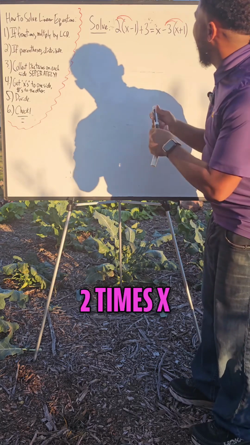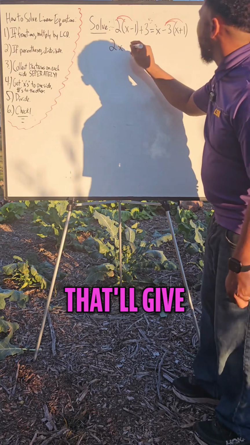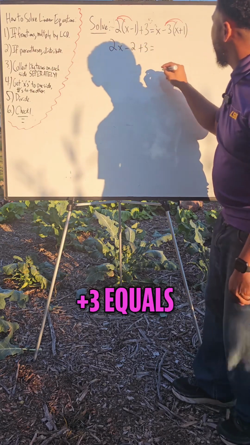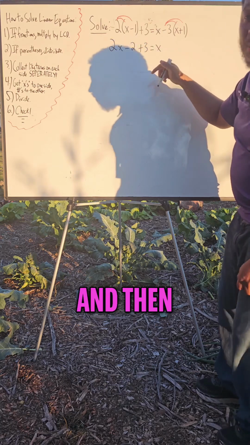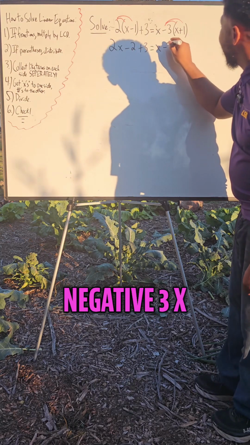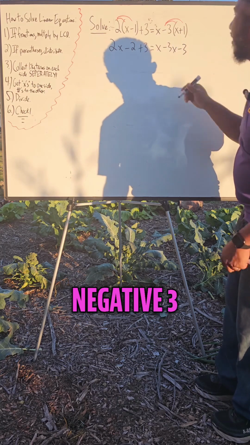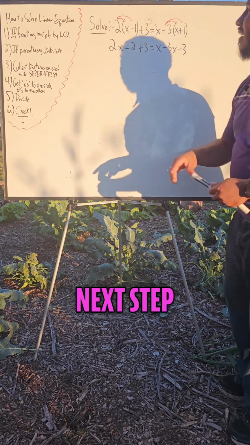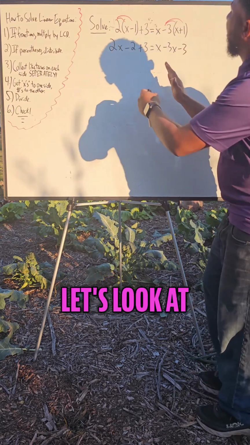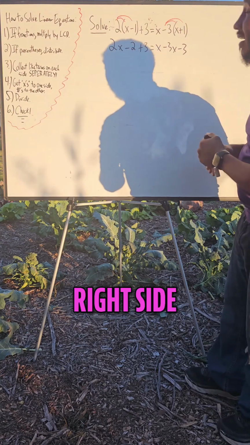Okay, 2 times x, that'll give us a 2x. 2 times negative 1, that'll give us a negative 2. Plus 3 equals x, and then now we're distributing the negative 3. So negative 3 times x, that's negative 3x. Negative 3 times 1, that's negative 3. All right. Next step says, collect like terms on each side separately. In other words, let's look at the left side of the equation, collect things that are alike, and then we'll do it to the right side.